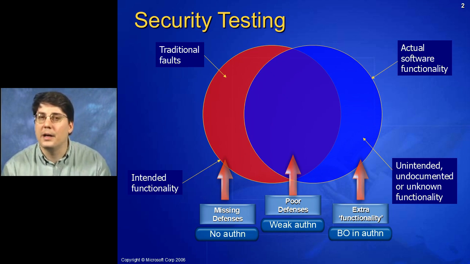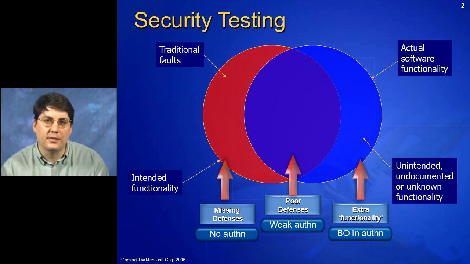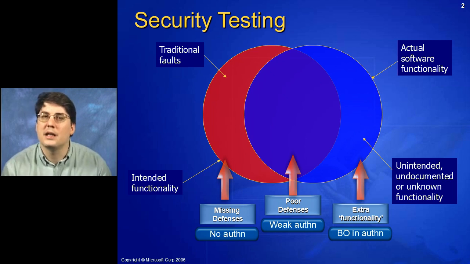But in actual fact, no matter what it is you intend to ship, the thing you actually ship is probably going to be slightly different. It's probably not going to have all the features you want. In the end, they're going to be slightly different. The actual software functionality is something else entirely. Now, that becomes important when you think about security testing, because now you have really three different parts of the security testing landscape. Traditional faults show up in your intended functionality, but there's also this unintended and undocumented or unknown functionality that's contained in the purely blue area.